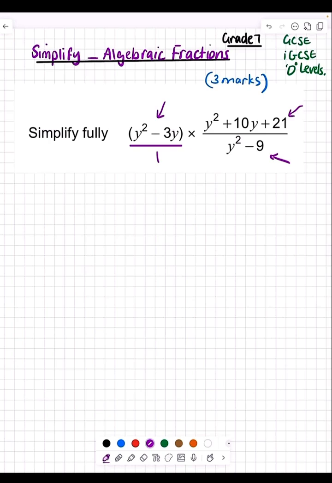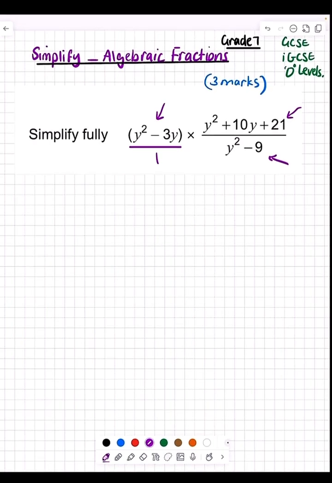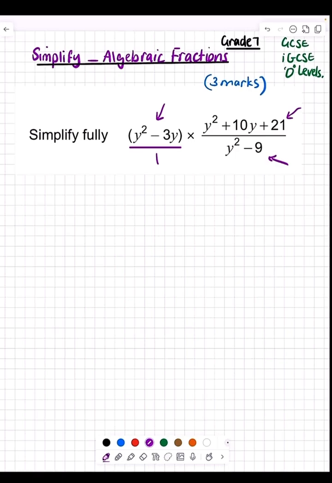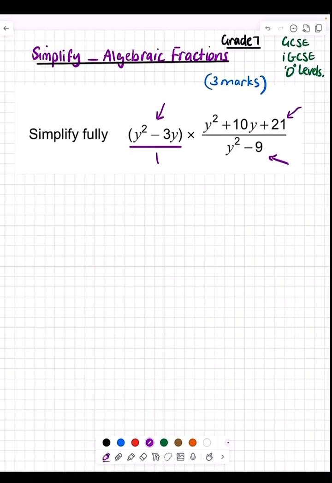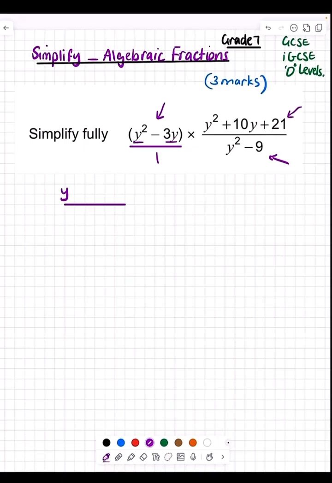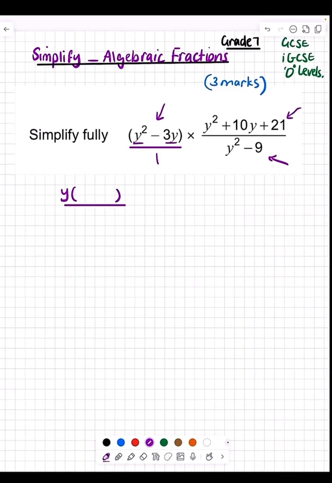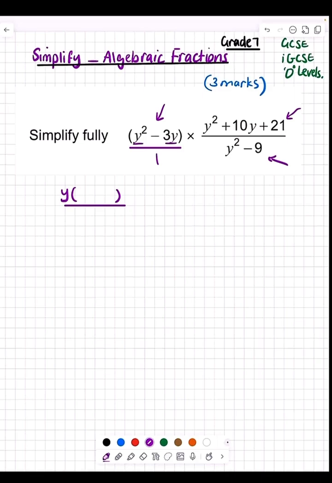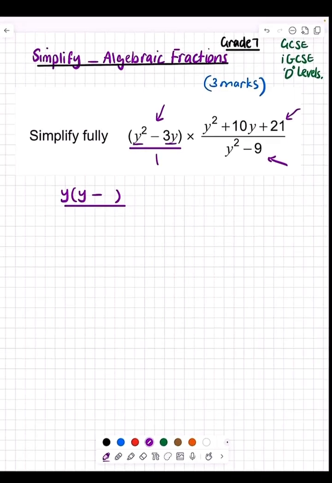Now, the first thing to do, again, with simplifying, you need to factorize everything that you can and simply cancel out. Now, if we were to factorize the first bracket, y squared and 3y, y can come out of the bracket. So that is a common factor. And then in the bracket, we will have y take away 3 and then over 1. So that's the first part that we can factorize.